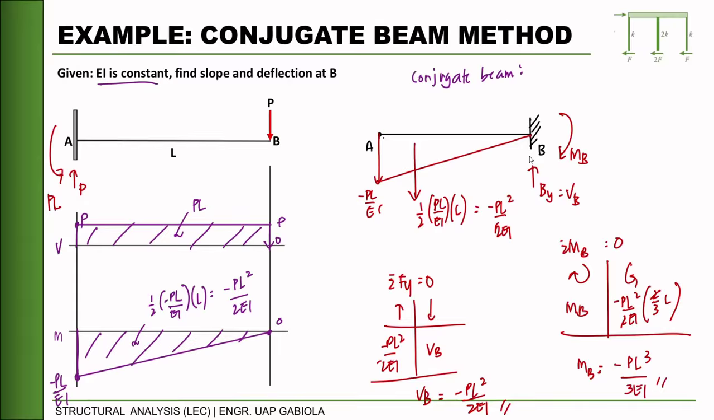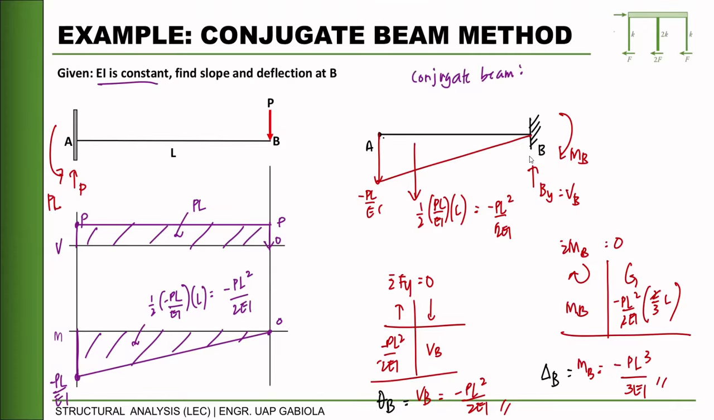This moment is equivalent to the deflection at that end, and this shear is equivalent to the slope at that end. If you check the solution in the moment area video, you will see that it would be the same answer.